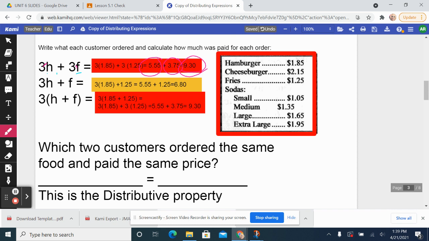Okay, so now we'll move down to the second one. Remember that there's multiplication right there, right? So the beginning stays the same. 3 times $1.85 plus the $1.25. Well, you need to distribute or multiply this 3 to that 1.85. So that becomes your $5.55 plus the $1.25, and you would be paying $6.80, right?